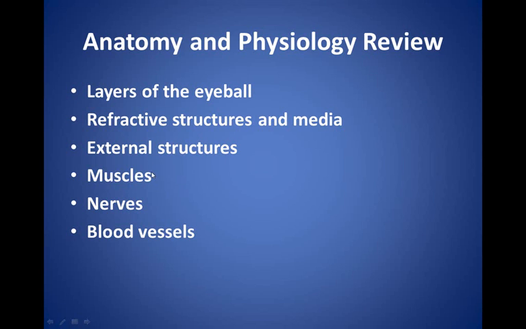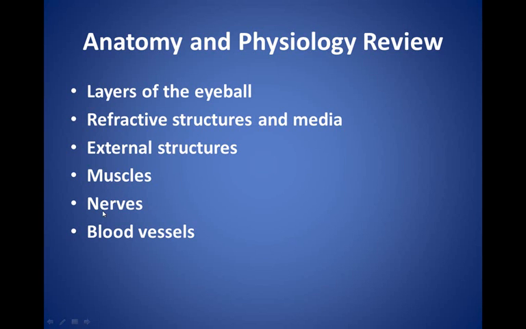Your external structures, which are your mucous membranes, like your conjunctiva, and that's an excellent place to check for dehydration in your patients. The eye muscles, those need to all be working together in order for your eyes to have a single picture. If your eye muscles are not working together, that's when you get double vision.